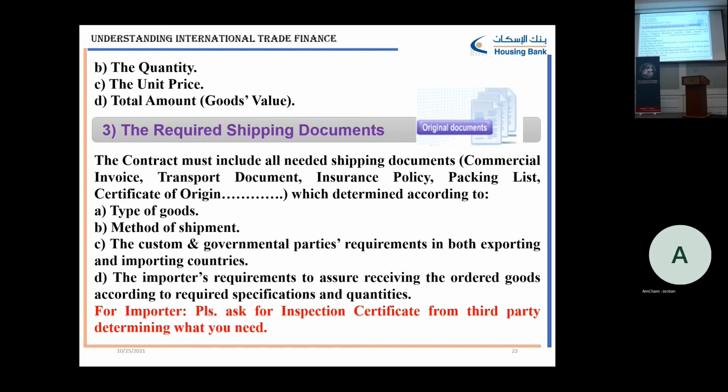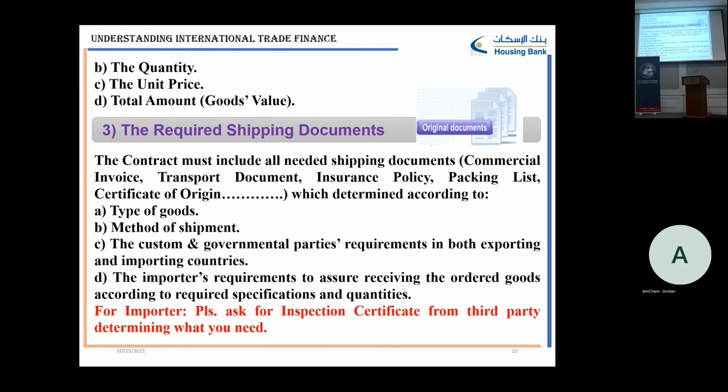Also, the required documents depend on the customs and governmental partners' requirements in both the exporting and importing countries, as we said. The importer's requirement is to assure receiving the ordered goods according to the required specification and quantities. This is very important for the importer. If you need as an importer to assure receiving what you ordered from the supplier, please ask for the inspection certificate. Because it is issued by a third party, it can tell you exactly whether the goods you ordered comply with what you asked for, as a quantity, as specifications, and anything you need.